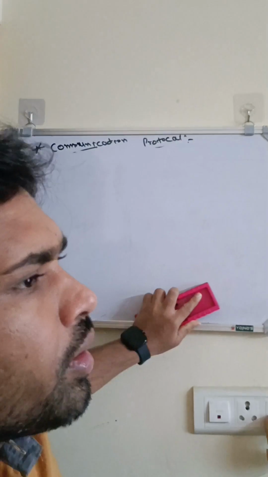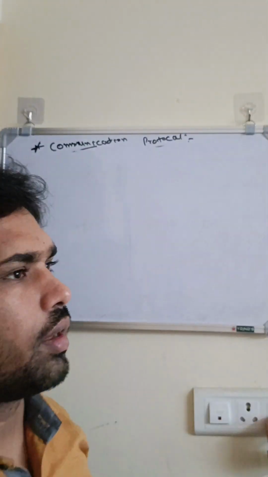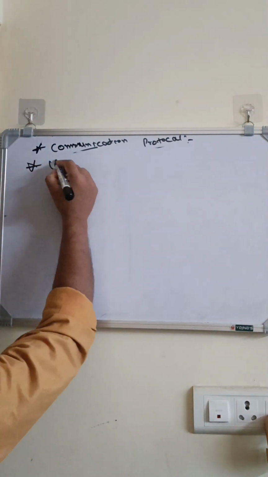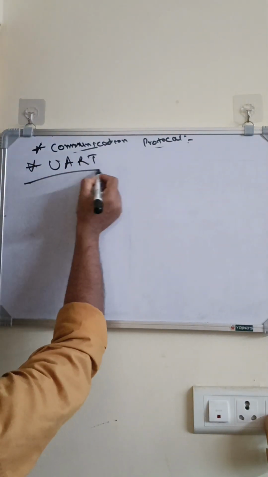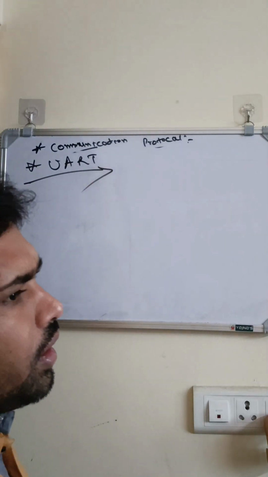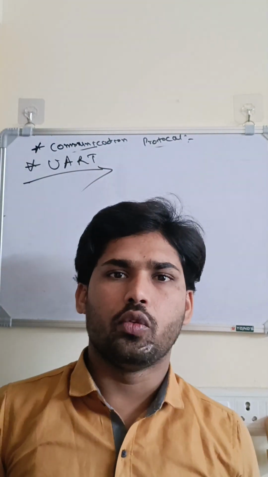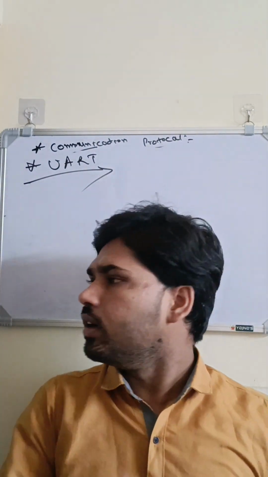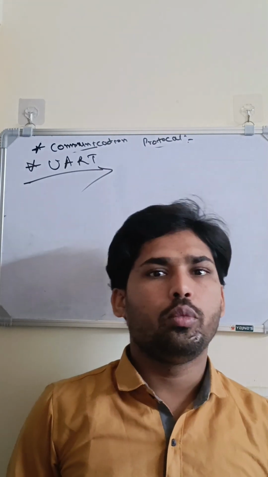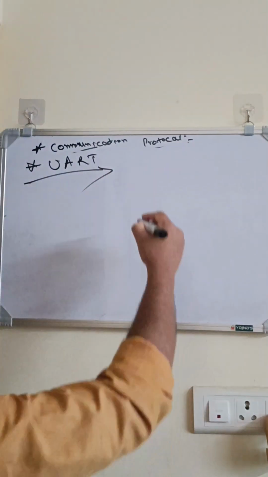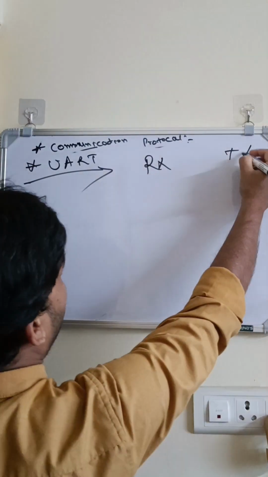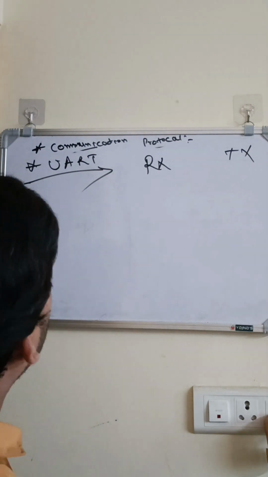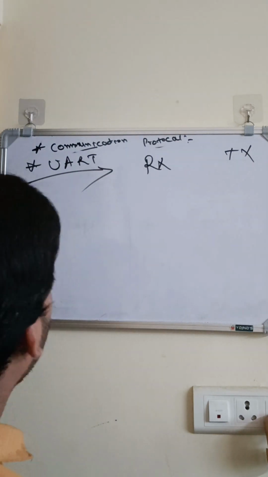Now coming to the main point: UART, SPI and I2C. First we will discuss UART. What is UART, what does it mean? UART stands for Universal Asynchronous Receiver and Transmitter. Basically it is a two wire communication, one is receiver and one is transmitter, RX and TX. There are two wires of communication. That is UART.